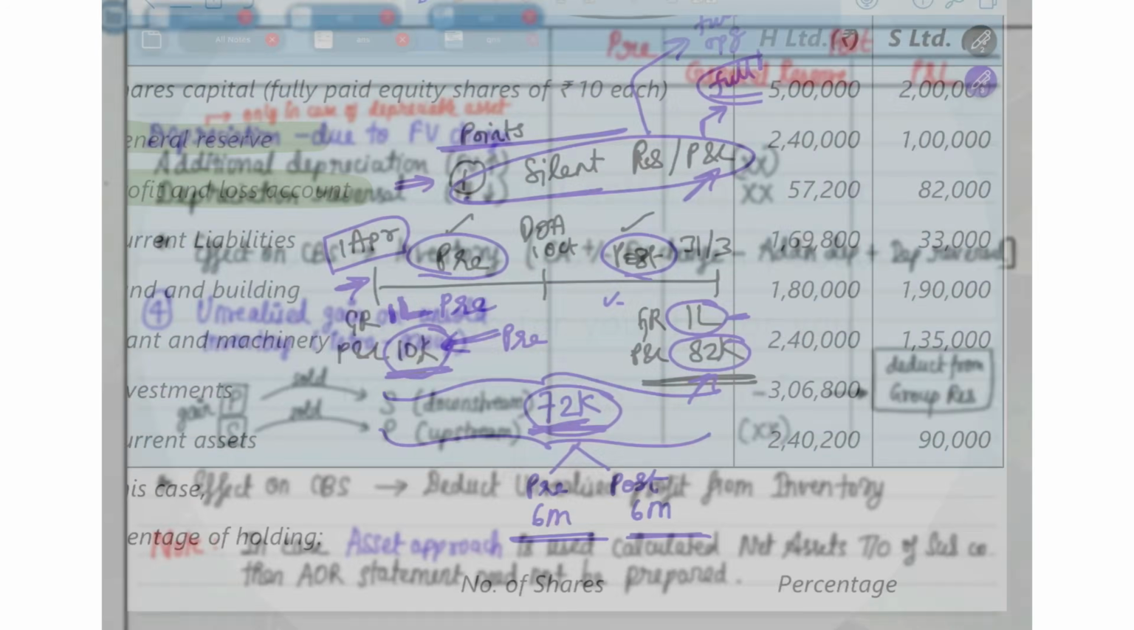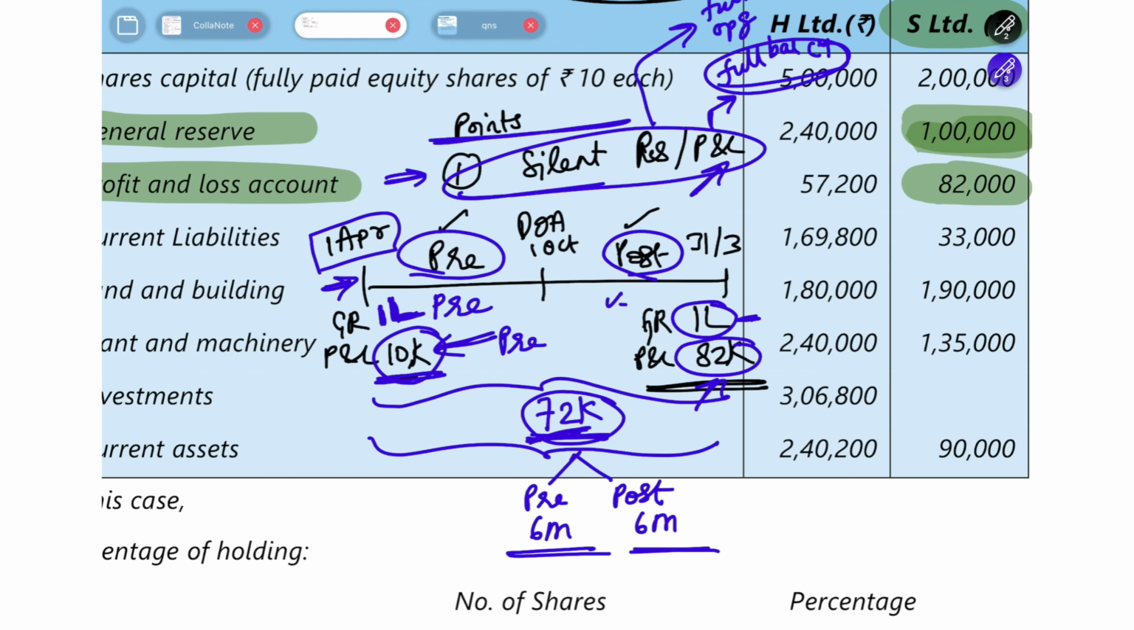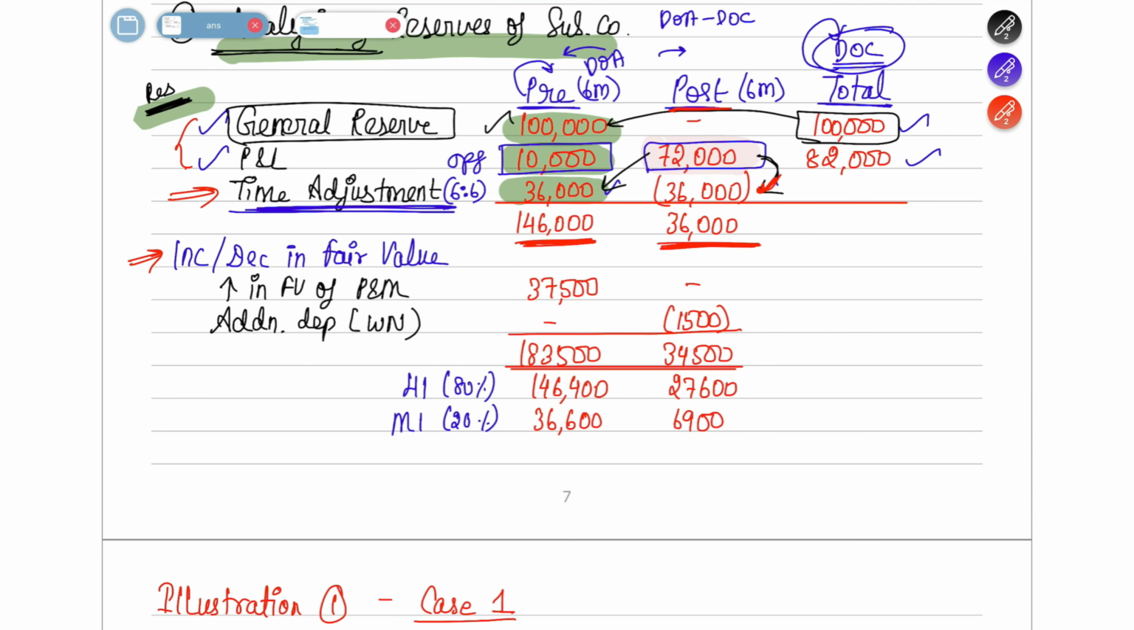Okay, so this is what we are going to be doing in our answer 2. So we have done our general reserve, we have done our P&L, and we have done our time adjustment also. After that our balance is 1,46,000 for the pre-period and 36,000 for the post-period.